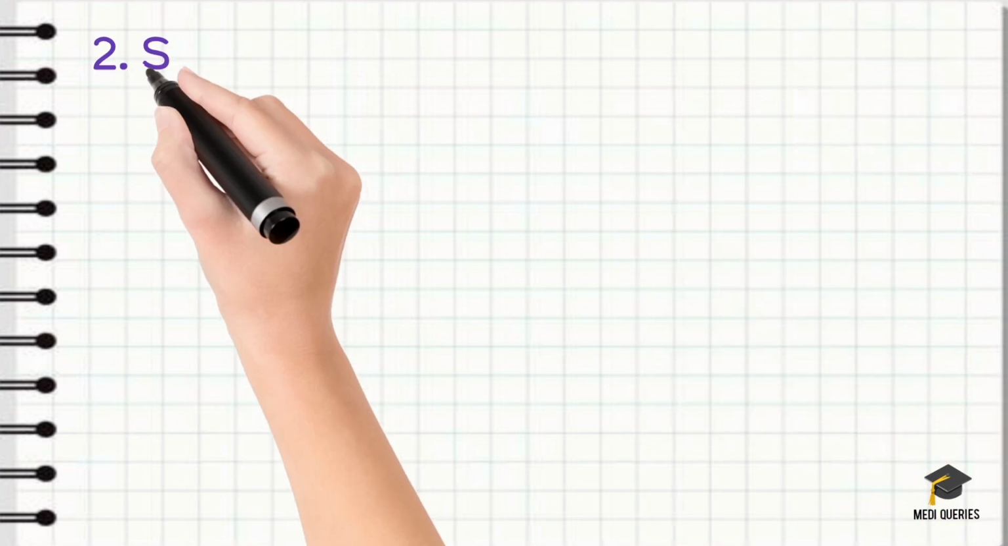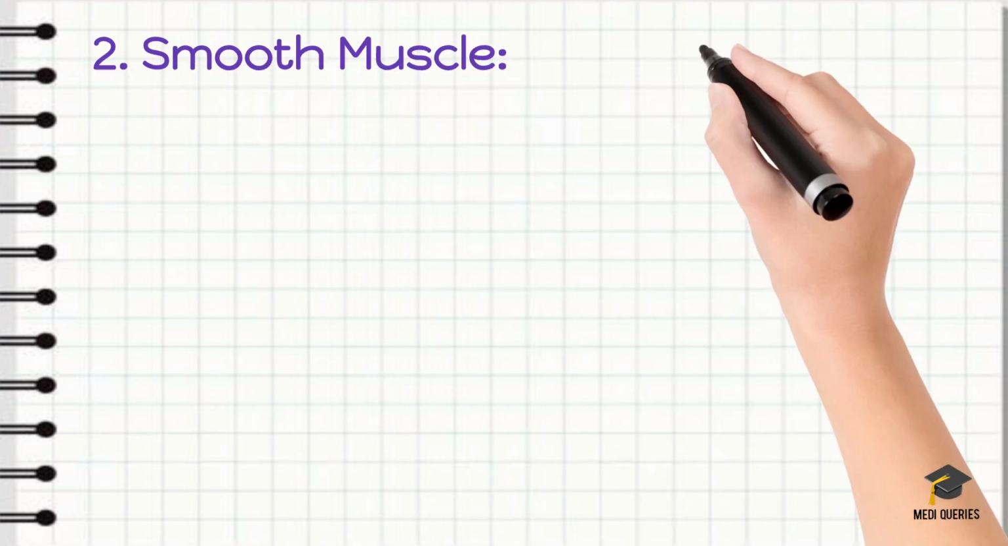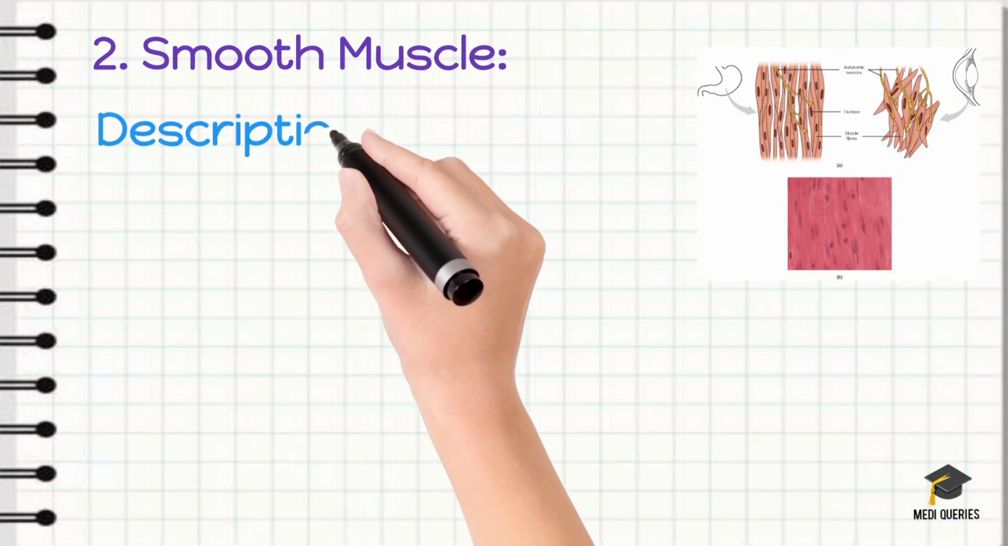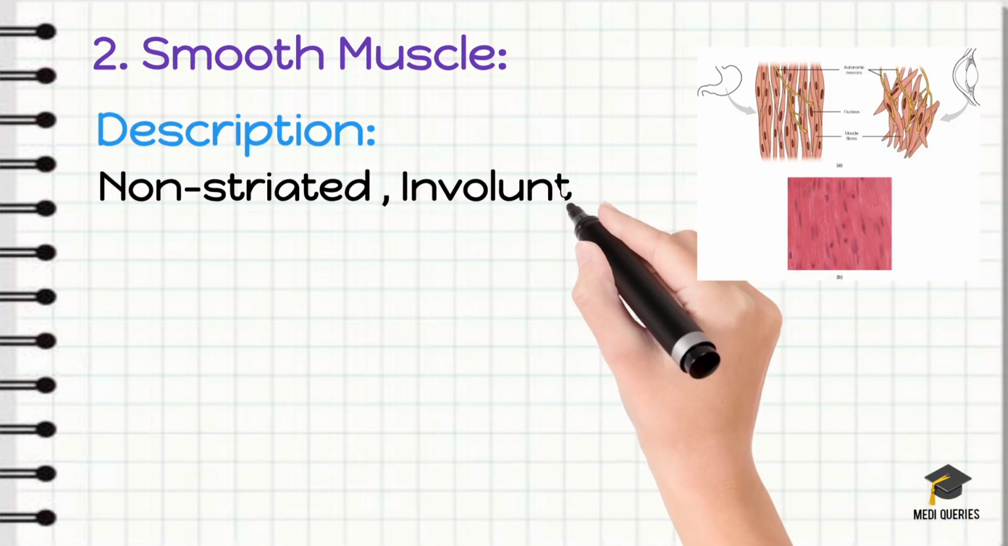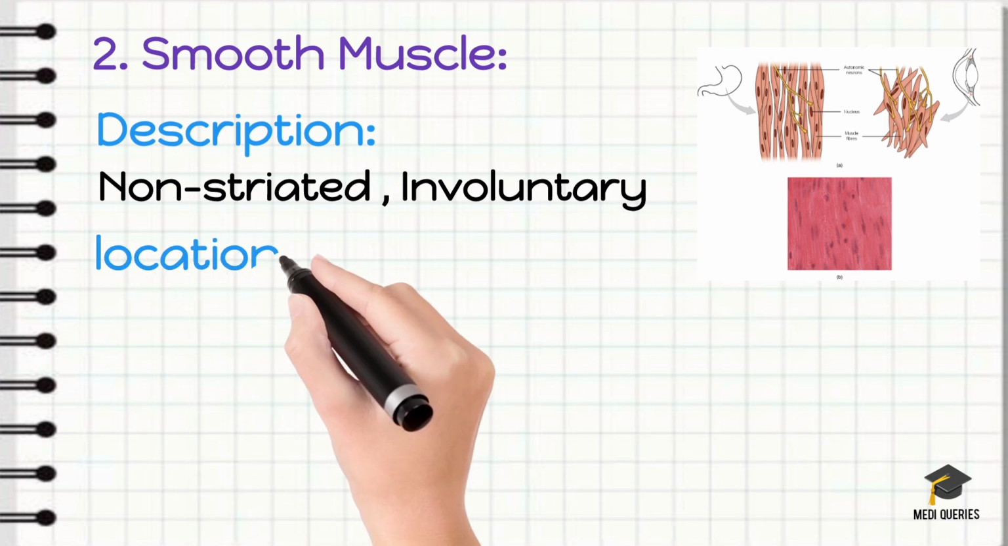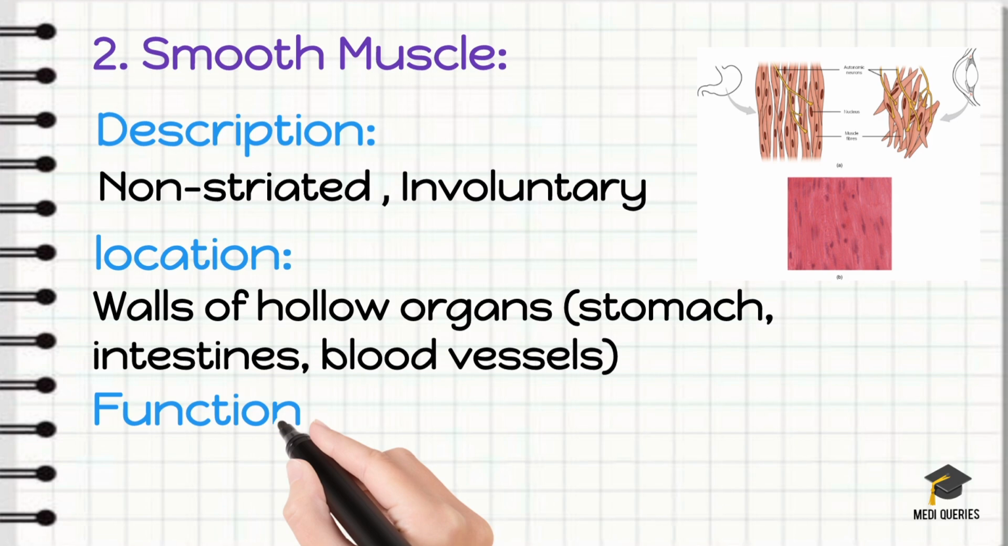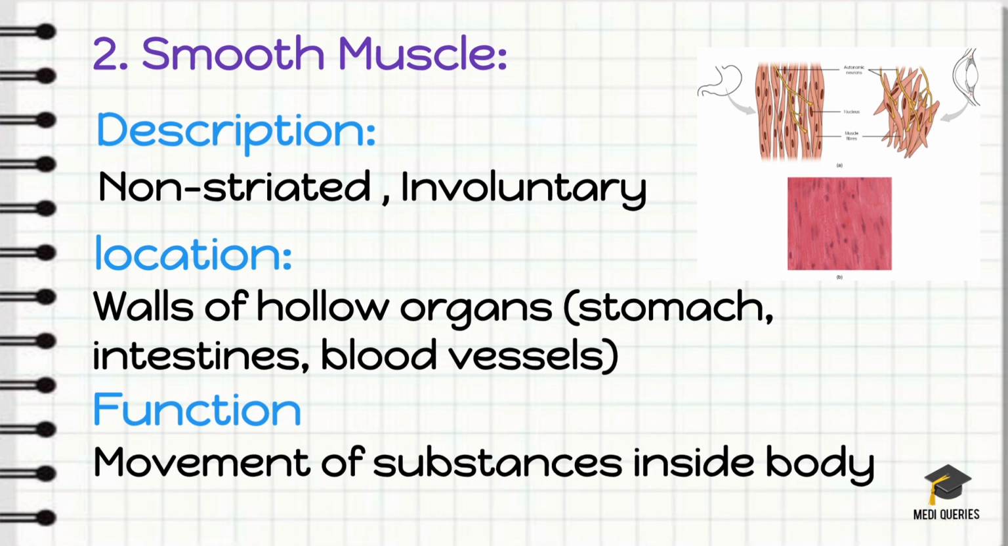And next one is the smooth muscle. It is a non-striated one, and the control type is involuntary. So the location, where it is located, means the walls of the hollow organs like stomach, intestines, and blood vessels. So as it is an involuntary muscle, the movements are not in our control here. And coming to the function, it is mainly used for the movement of substances inside the body.